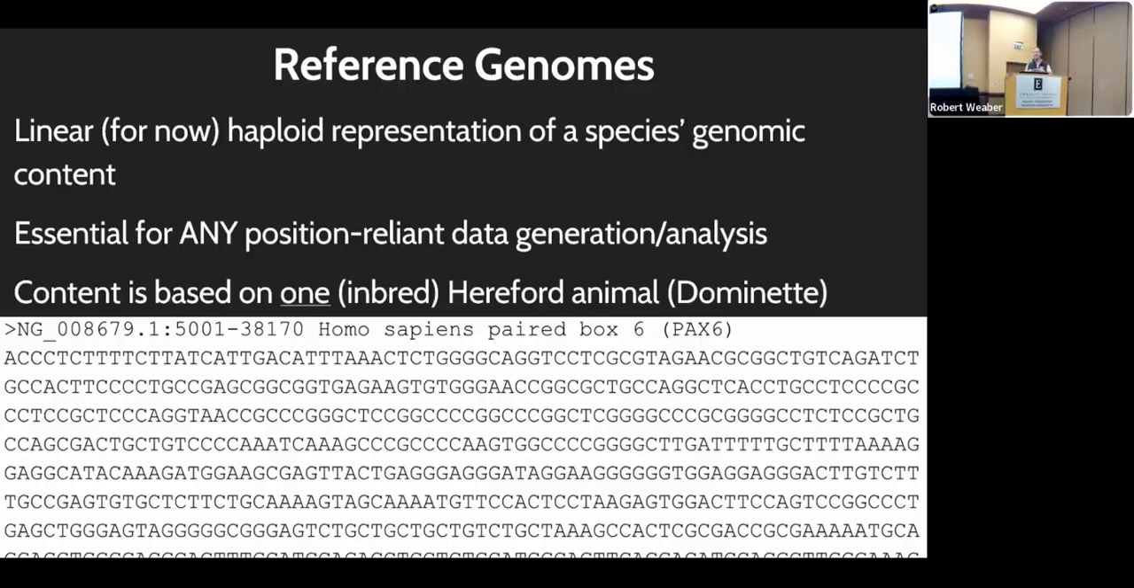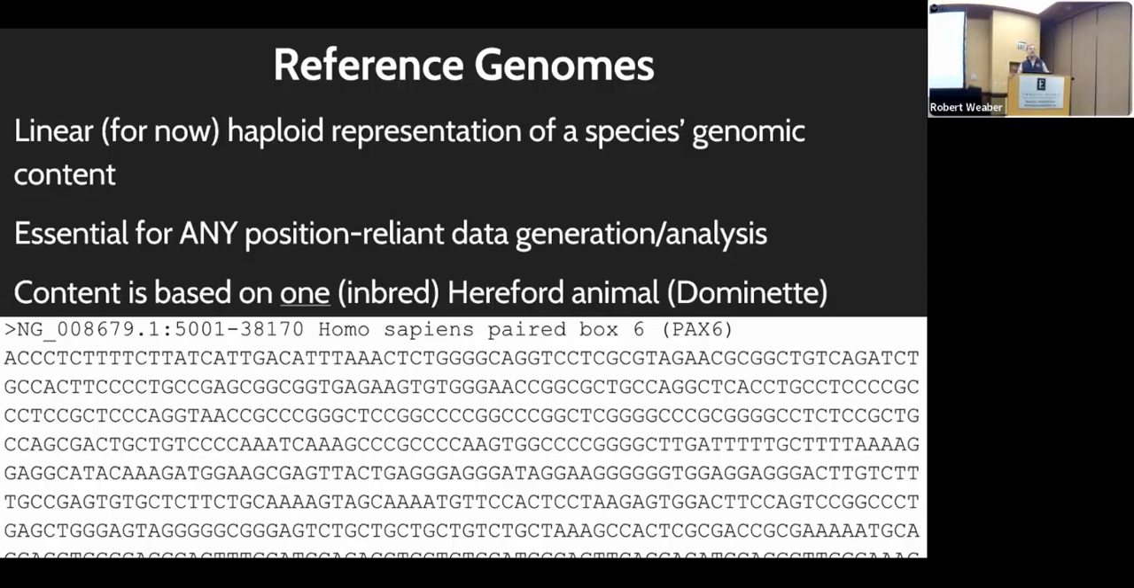And it's an essential tool for anything that we're utilizing that relies on position, where positioning is important, right? So if we're trying to, again, call SNPs at a physical place in the genome, understanding that linear reference is absolutely essential. But it's important to keep in mind, and as we talk about the pangenome later today, this content is based on one animal, and that one animal is an inbred Hereford animal in the form of Dominant.